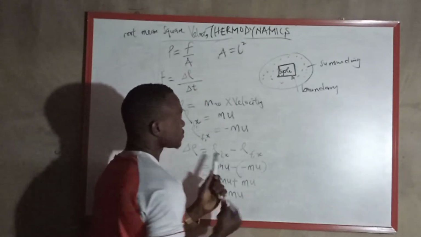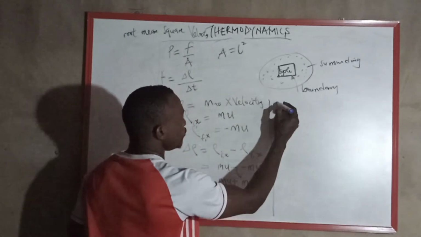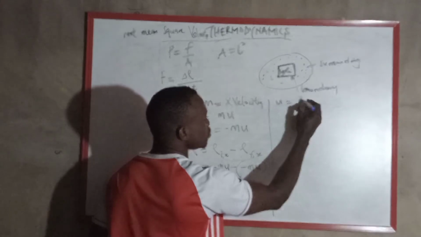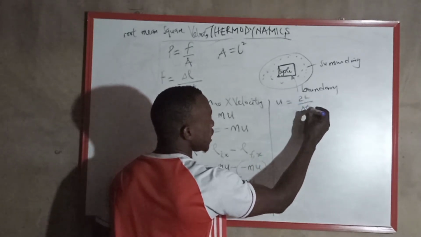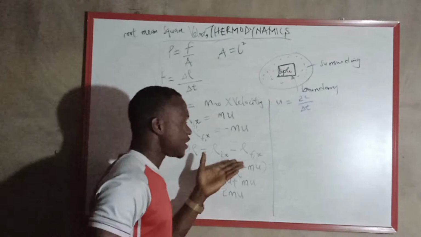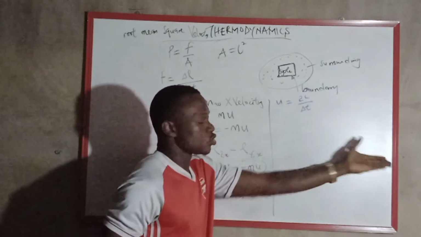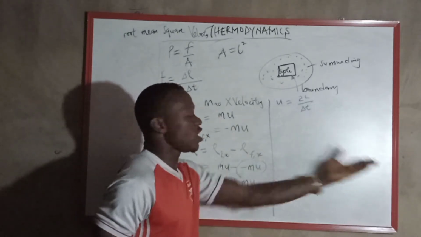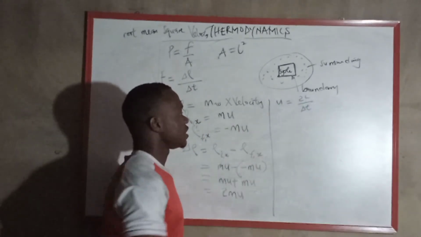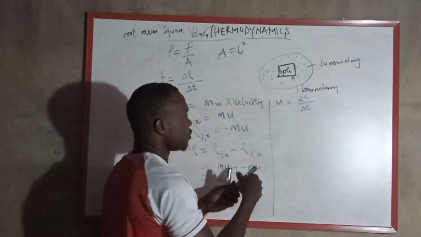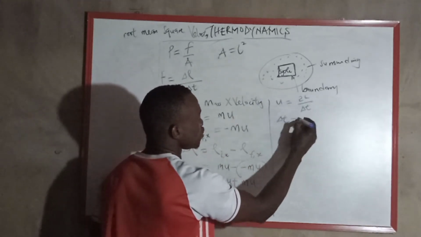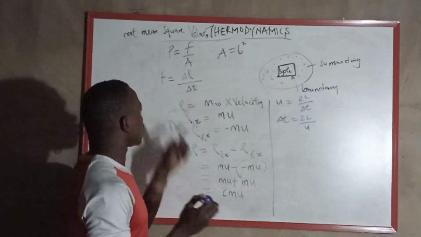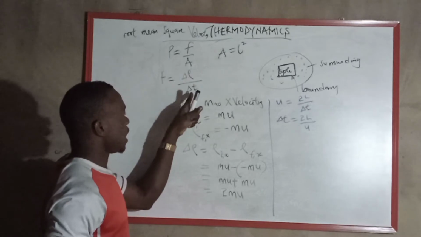Now, what about the time? We know that velocity u is equal to what? Distance 2l over change in time. Why I'm using 2l is that the first length is the one the particle uses to go to the wall of the container, which is l, and the second length is the one it uses to come back, which is another l. So l plus l gives us 2l. So velocity is equal to distance over time. So from here we can get time, change in t, to become distance over velocity.